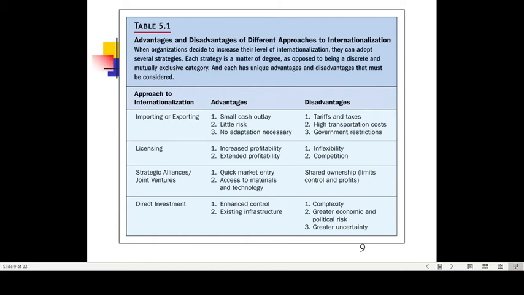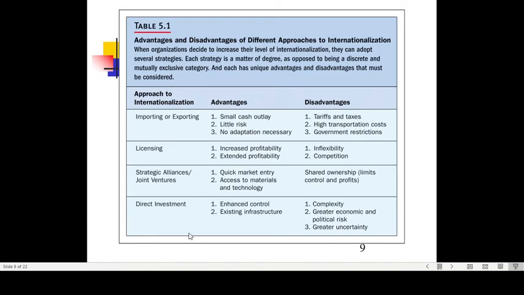Next, strategic alliance and joint ventures. For advantages, first is quick market entry, and the second one is access to material technology. One of the disadvantages of this is strategic ownership limits control of the profit. If you have your joint venture, your profit and your ownership are very limited to one another because we have the rules for that.